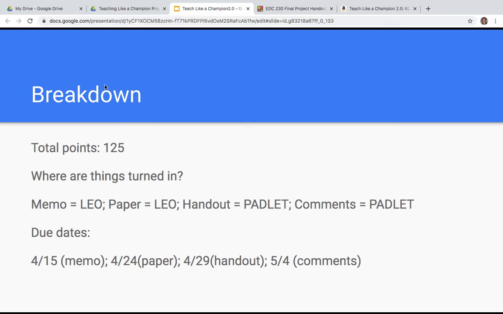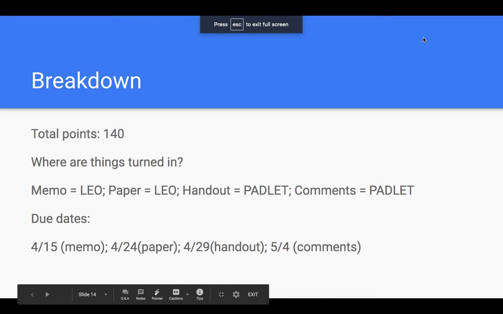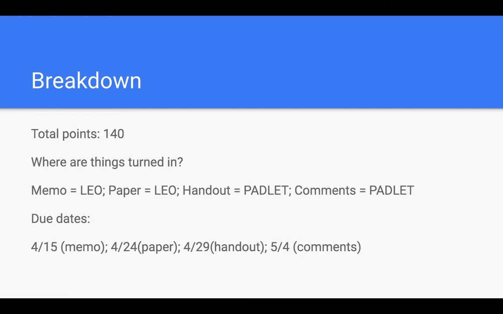So total points, actually, it's 100 and, what am I saying? It's 135, I believe. It is, the memo's 15, no, it's 140. I can't do my math. I'm sorry, guys. The memo is 15. The handout is 15. The paper is 100. And the Padlet comments are 10. So everything, due dates, once again: the memo is due on the 15th. The paper is due on the 24th. Your handout needs to be uploaded on Padlet by the 29th, and then you need to read and review each other's comments by the 4th, okay?